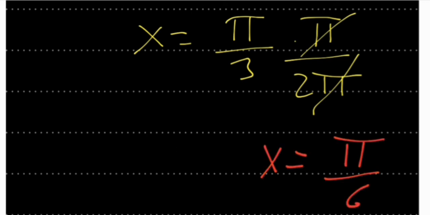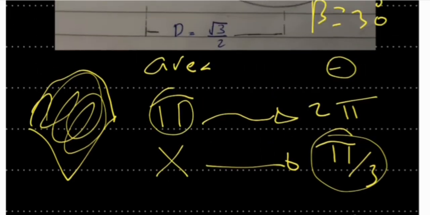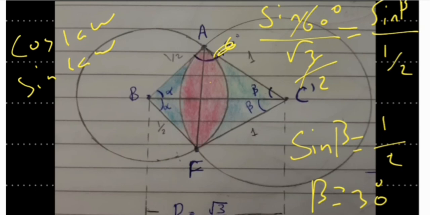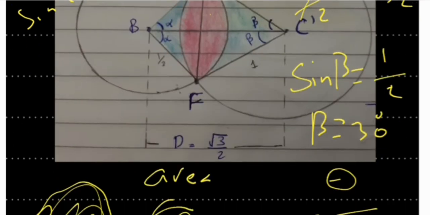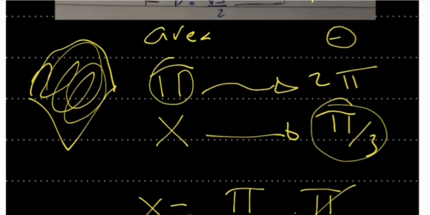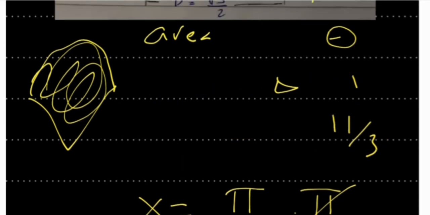Now we need to save this. So we found the whole area, the area of all this. What we are going to do now is subtract the area of this triangle over here. So let me just take this part over here off.